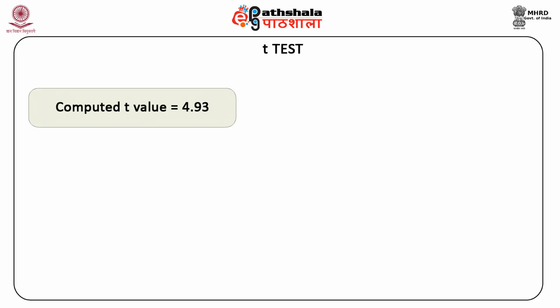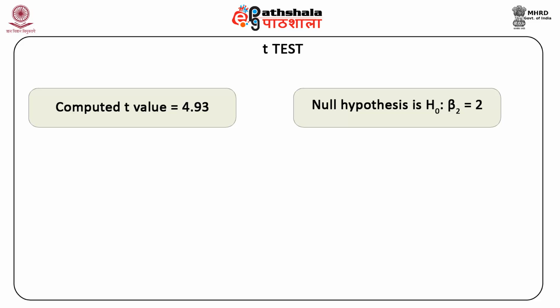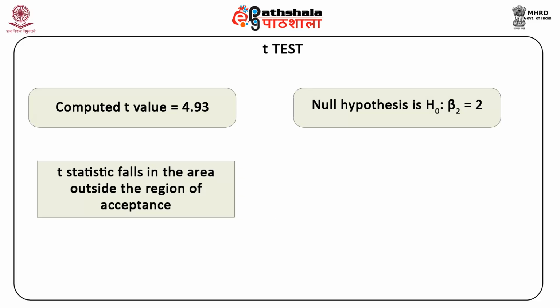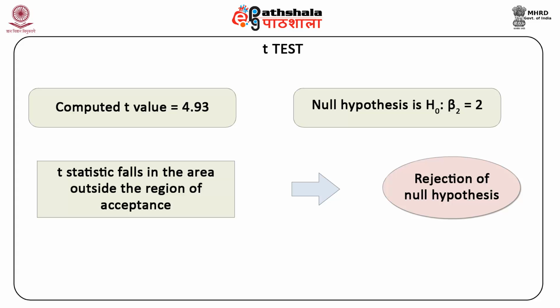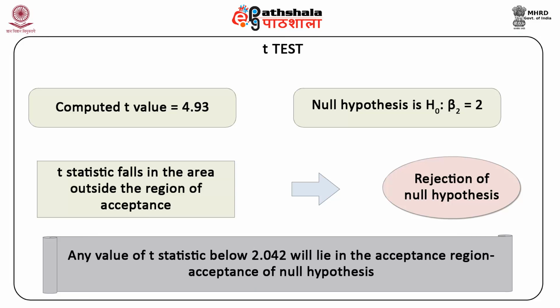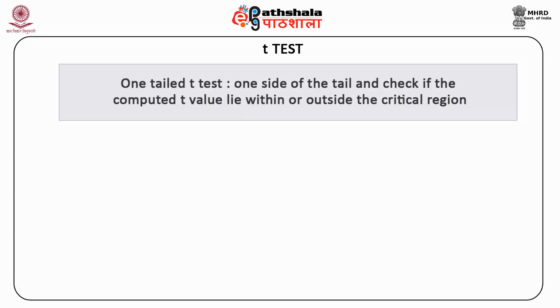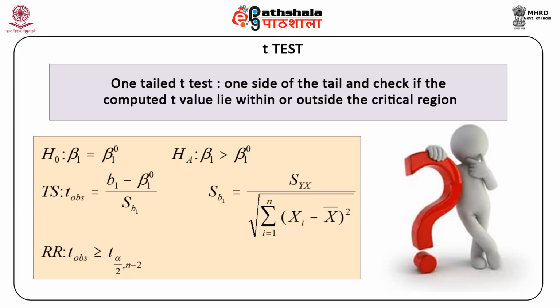Suppose the computed t value is 4.93 and the null hypothesis is H0: beta 2 is equal to 2. We observe that the t statistic falls in the area outside the region of acceptance, that is, in the critical region, and therefore leads to rejection of the null hypothesis. By contrast, any value of t statistic below 2.042 will lie in the acceptance region and therefore shall lead to acceptance of the null hypothesis. Next, we have the one-tailed t-test. The testing procedure is similar to the two-tailed test, except we consider one side of the tail and check if the computed t-value lies within or outside the critical region.